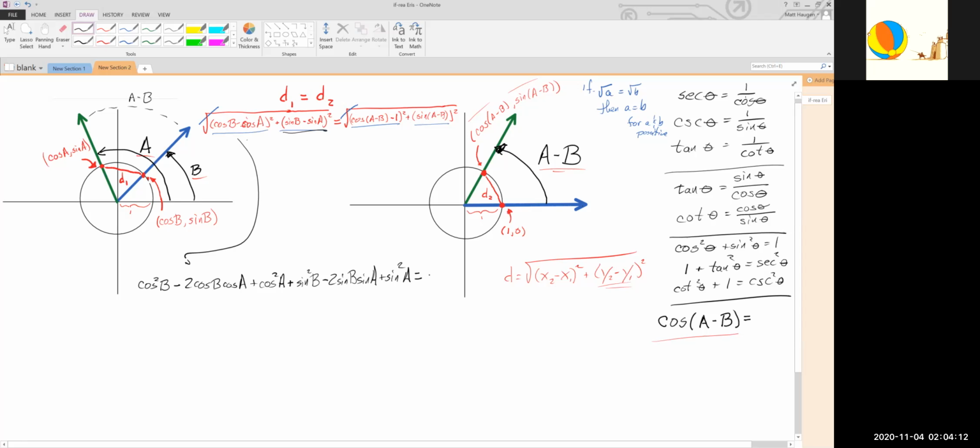That wasn't too bad. Now we have to FOIL out the other side. I even tried to give myself more space and I ran out of space, but that's okay.